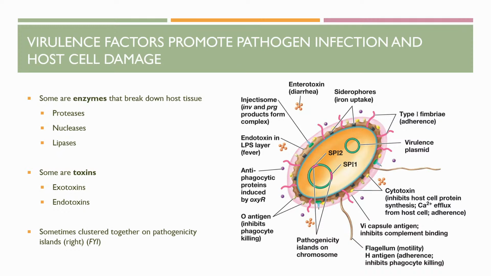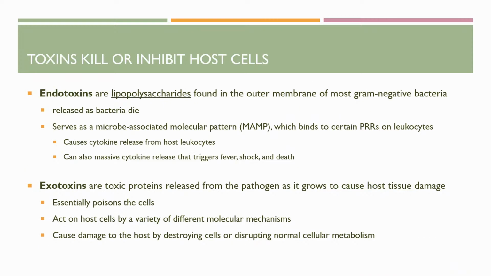Enzymes are anything that ends in ase. Toxins, there's exotoxins and endotoxins. There are many different types of virulence factors that are encoded by genes in the genome of the bacteria that can kill or inhibit the host cell and cause that type of damage. Endotoxins are lipopolysaccharides, LPS, found in the outer membrane of gram-negative bacteria.